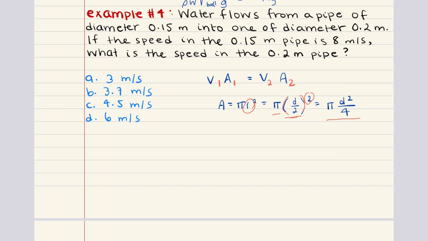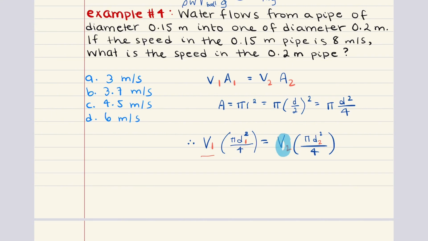And we're going to take this term and replace our area 1 and area 2 terms with this expression. That gives us V1 multiplied by pi diameter 1 squared divided by 4, equal to V2 multiplied by pi diameter 2 squared divided by 4. Now, our ultimate goal here is to calculate the speed in the 0.2 meter pipe, which means we're solving for V2.